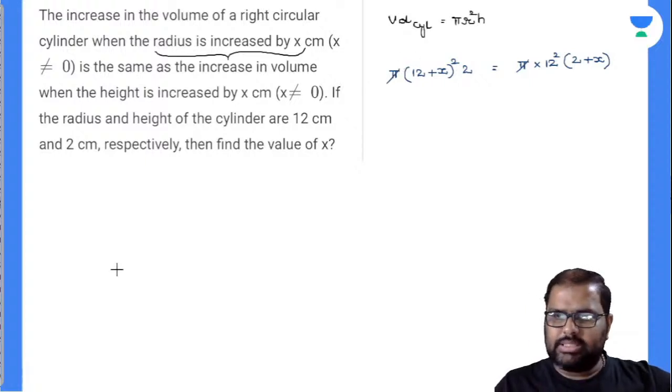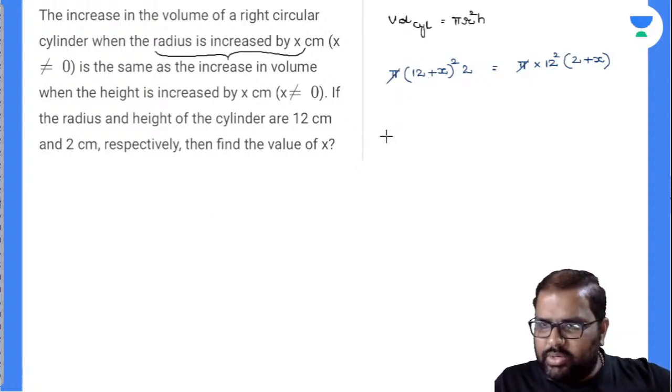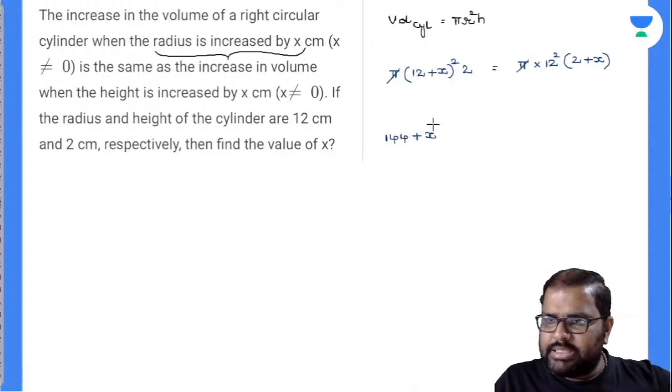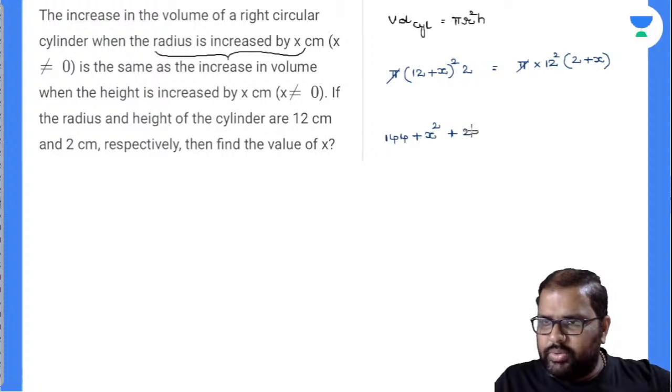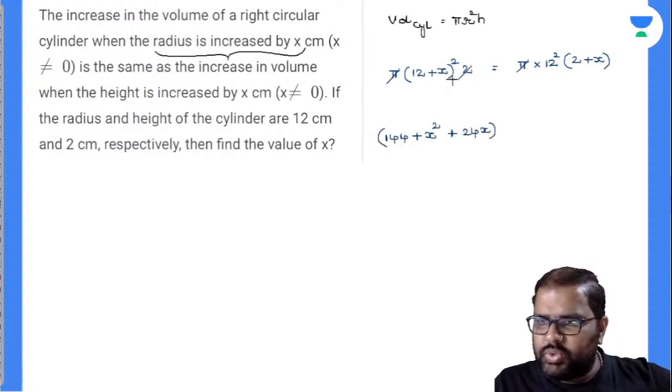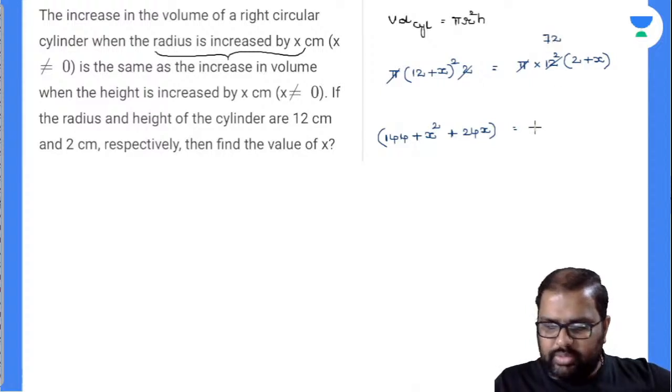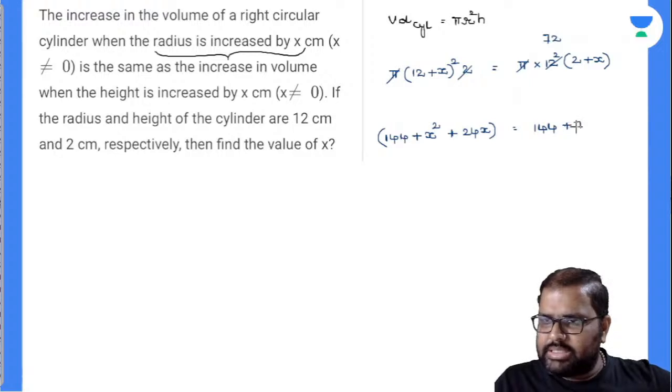I can do like this. So this is nothing but equal to 12 squared, 144, plus x square plus 24x. 12 into 2 into x, so 2 and 6 will be cancelled out, 72 will be left over. 72 into 2 will be equal to 144. 144 plus 72x. This is the thing left over.